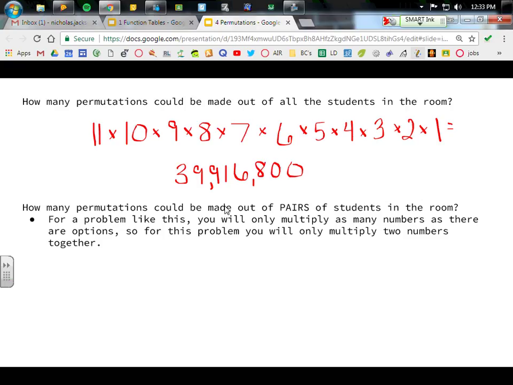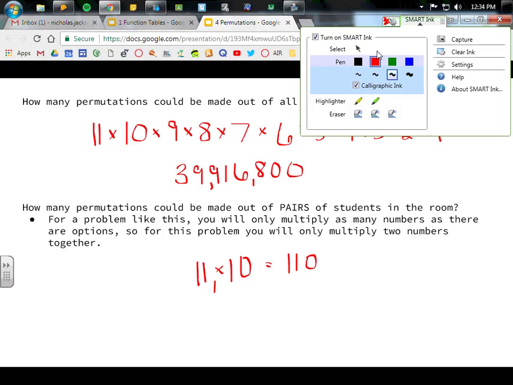Okay, what if I just want to make pairs of students? So how many different permutations could I make out of pairs of students in my classroom? Here's how you do this. For a problem such as this, you're only going to multiply as many numbers as there are options. So for this problem, we're only going to multiply two numbers. So for my first student, I would have 11 options, and for my second student, I would have 10. So I would have 11 times 10 to find the permutations of pairs. And this, of course, would come out to 110. So I've got 110 different permutations of pairs of students.